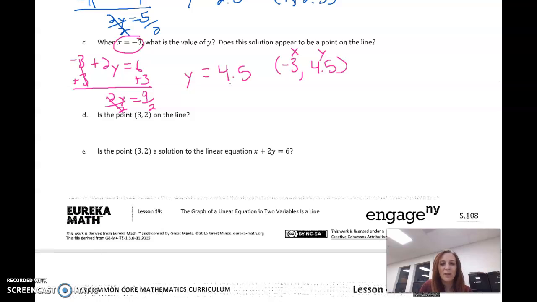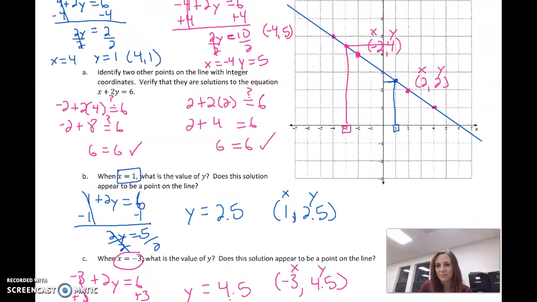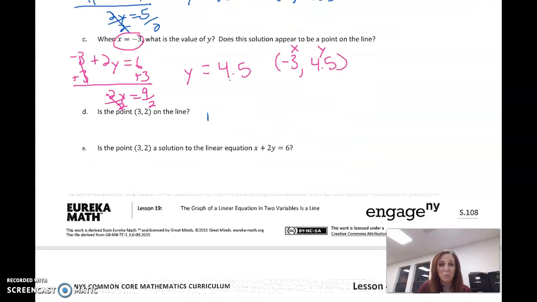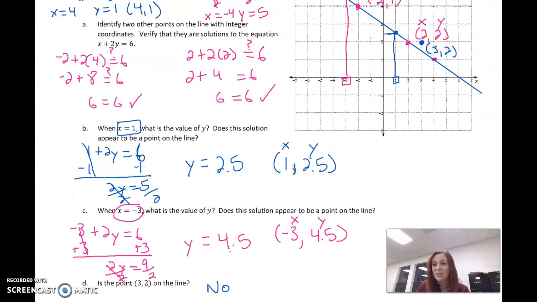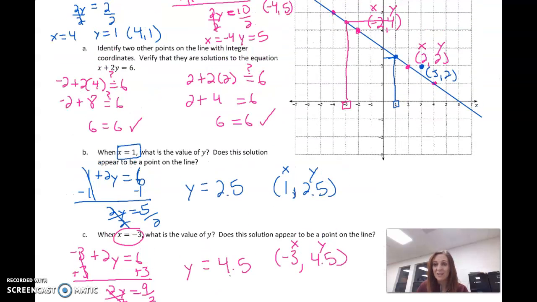All right, so is the point 3, 2 on the line? Well, let's look. Left, right movement first. Here's 3, and if I go up 2, it's right here. Is that on the line? Simple answer, no. So is it a solution? I hope by now you guys are starting to realize that any point on the line is a solution. Since this isn't on the line, it's not a solution.